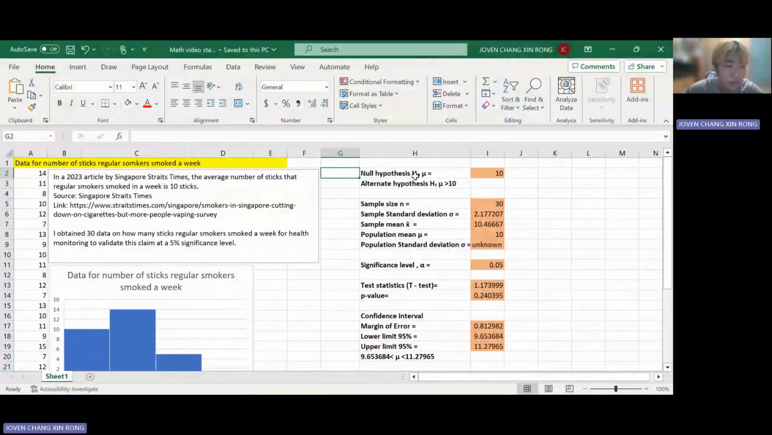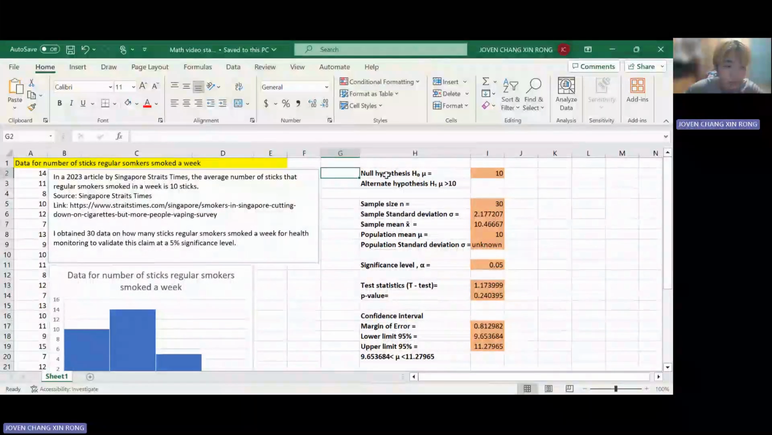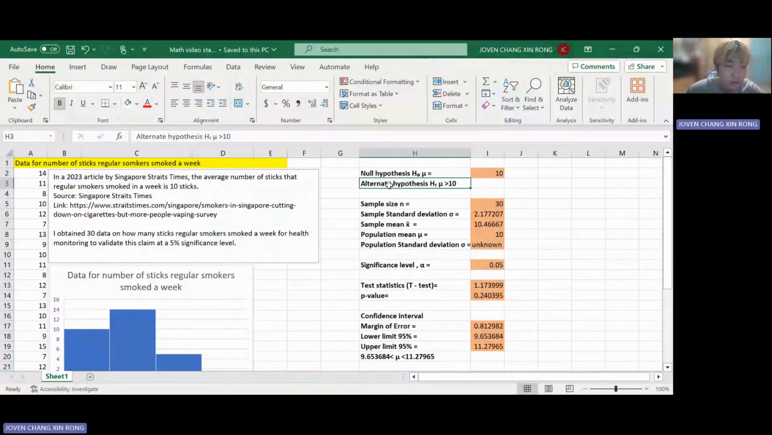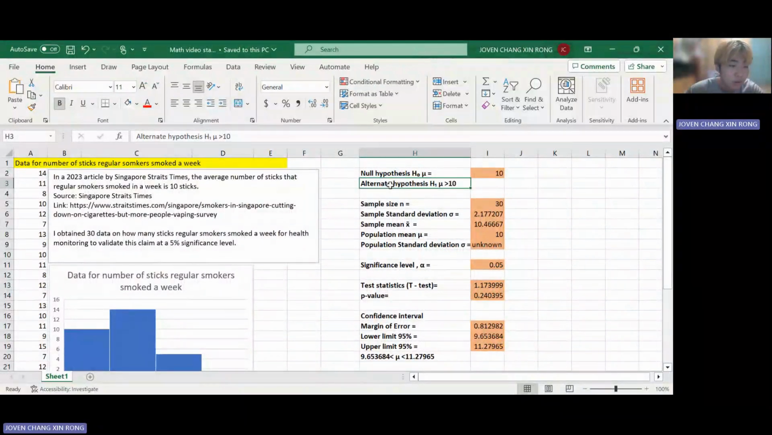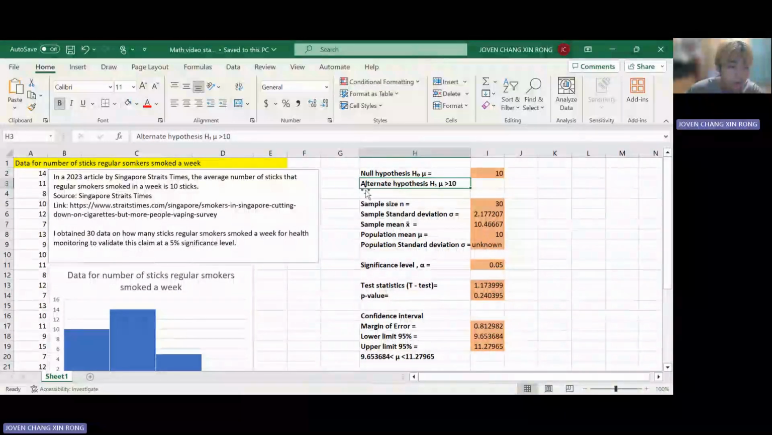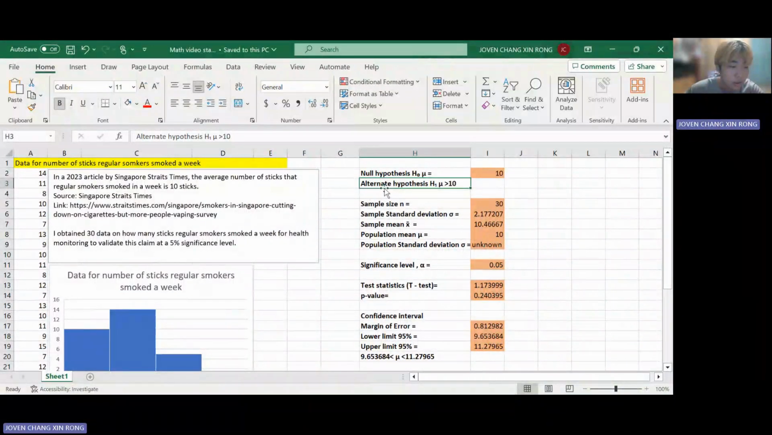So the null hypothesis is 10, as it is the population mean, referring to the average numbers of sticks smoked a week by the Straits Times article. My alternate hypothesis will be that there are more than 10 sticks smoked in a week on average. The reason for my alternate hypothesis is to see whether I can reject my null hypothesis using the data I gathered. I will consider a right one-tailed test as I assume my alternate hypothesis is more than my null hypothesis.